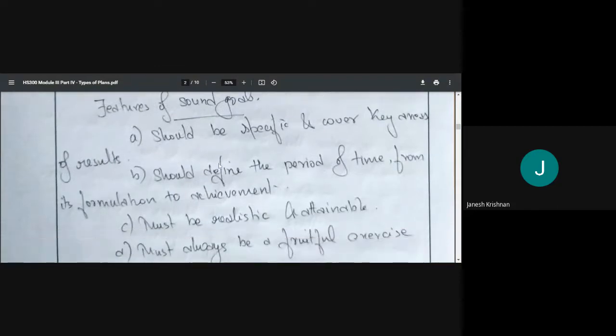Okay. Now, what should the goal be? The goal should be very specific. It should be at our key areas of results. Then it should define the period of time. When do we start and when do we finish?